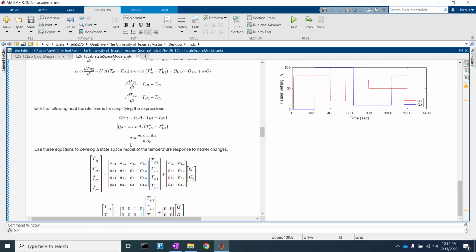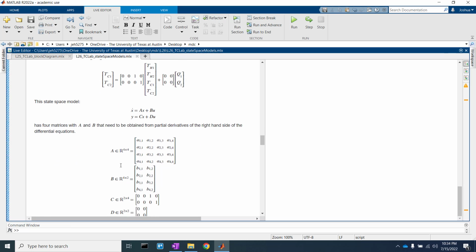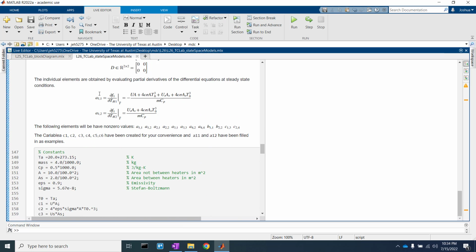That way we have fewer variables floating around. Same thing with QR12, that's the radiative heat transfer between the two. And finally our tau. Our tau is simplifying this relationship between the mass, the heat capacity of the sensor, and the difference in spatial relationship between the heater and the sensor itself, divided by KAC. So let's go ahead. We already have these filled in for A1.